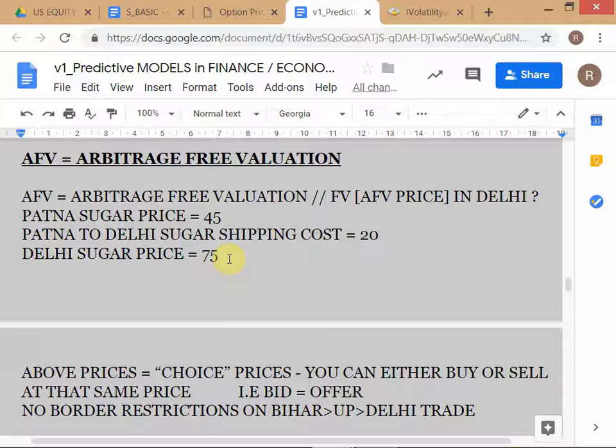So one option you have is you can buy or sell Delhi sugar at 75. Remember, 75 is the choice price. You remember what choice price is? Yes, sir. Yes, Ayush? You remember what choice price is? Yes, sir. What is a choice price?